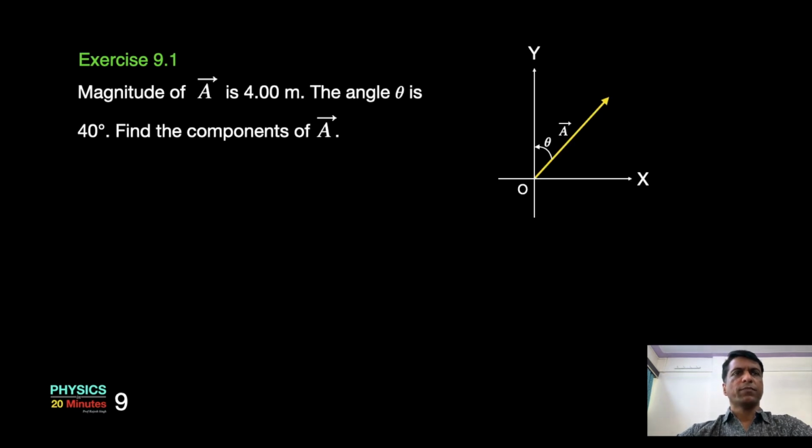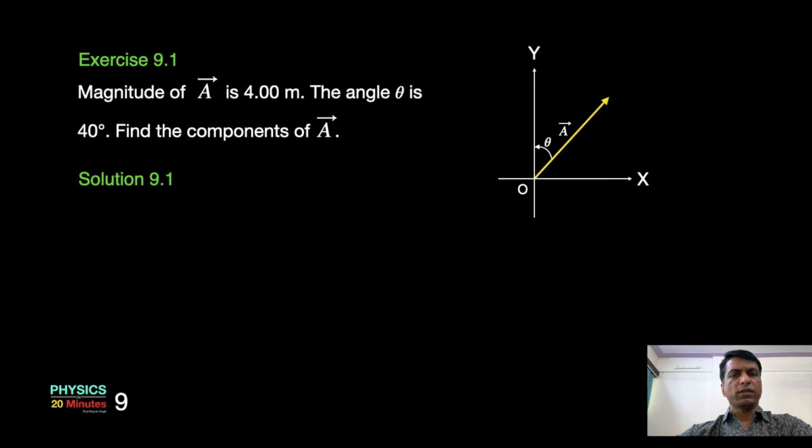Let's take an example to understand these concepts. The magnitude of vector A is 4 meters. The angle theta is 40 degrees. Find the components of A. The diagram is given to us. At this point, you may pause the video, try to solve the problem on your own, and then come back and check the solution. Here goes the solution.